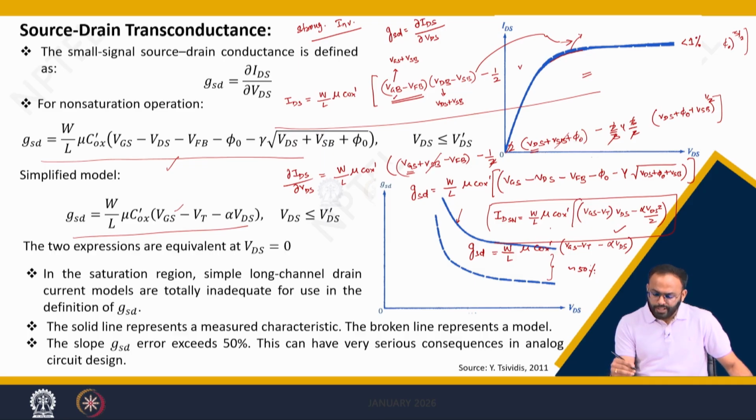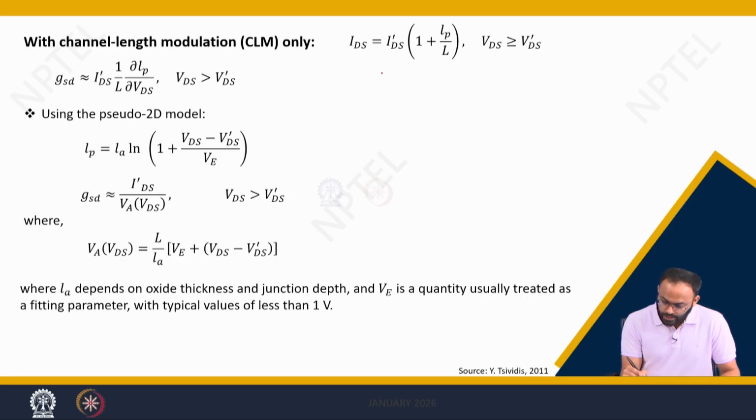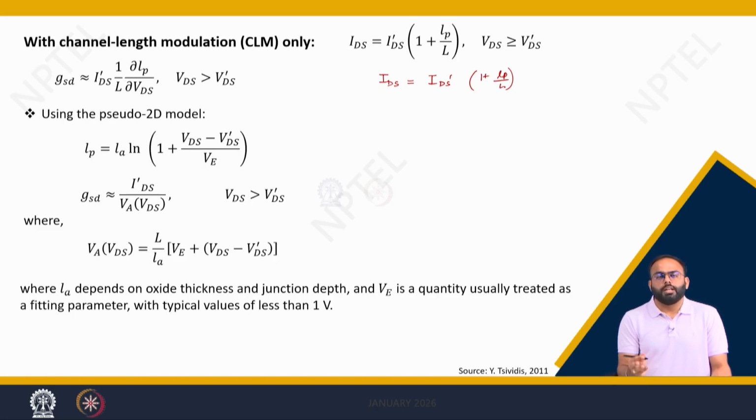So, we can say we omitted some parameters or inclusions like CLM, DIBL, etc. If you include those, then the error might get reduced. So, one way out is, let us consider in the current equation we do have CLM. We know that in the saturation region we have CLM, which is channel length modulation. So, the current can be given by I dash into 1 plus LP divided by L. You can refer to the lecture on channel length modulation where we defined all these parameters, what is LP, what is LA, etc.